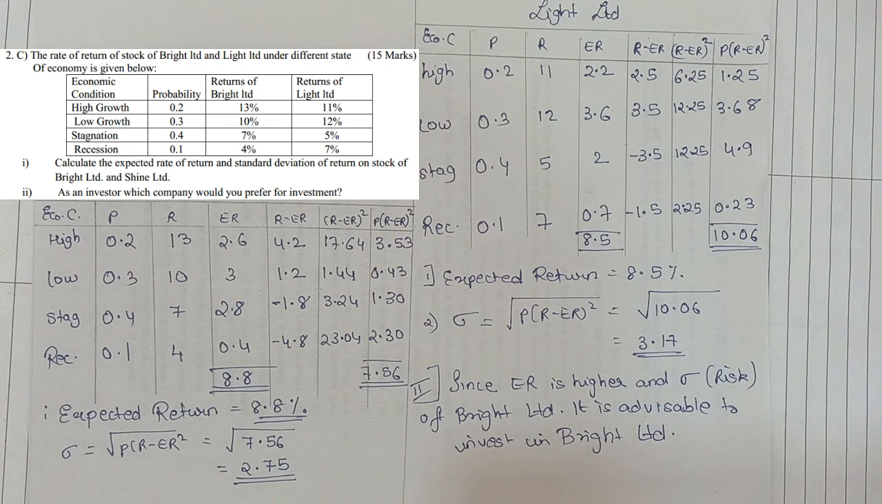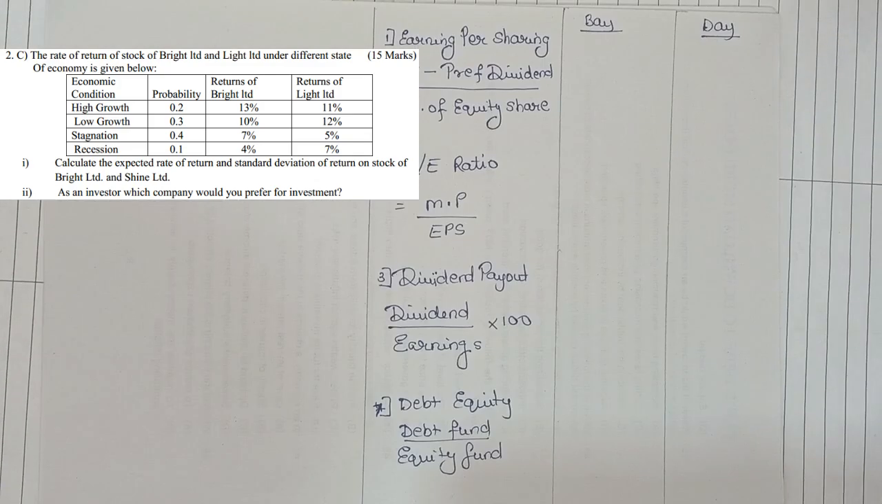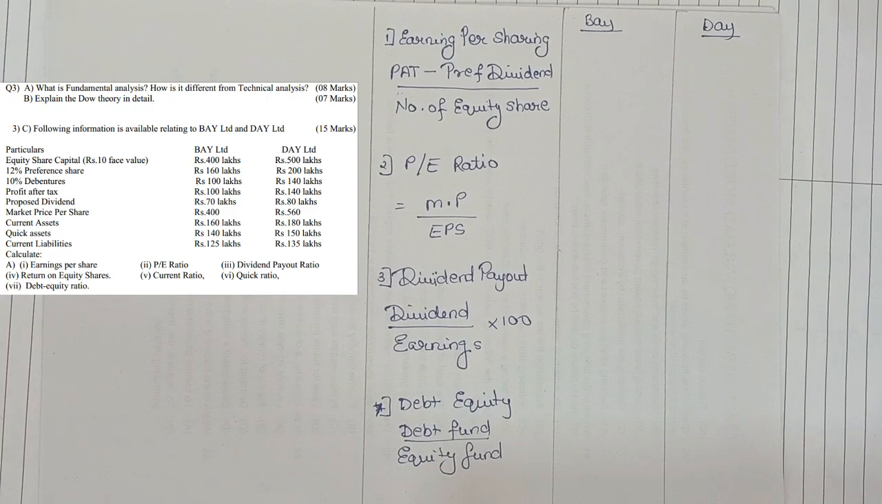Okay, chalo. Now let us see the next sum which was available. That was question number 3C. The question reads: the following information is available relating to Bay Limited and Day Limited. They're giving you equity, preference, debenture, profit after tax, proposed dividend, market price, current asset, quick asset, current liability, and they're asking you to find various ratios. So chalo, let us see how to solve the sum.